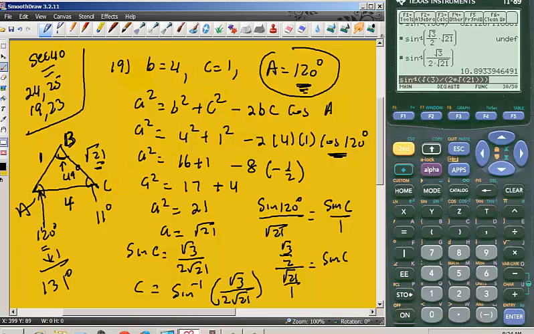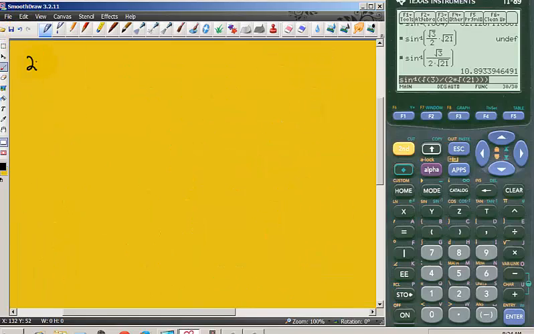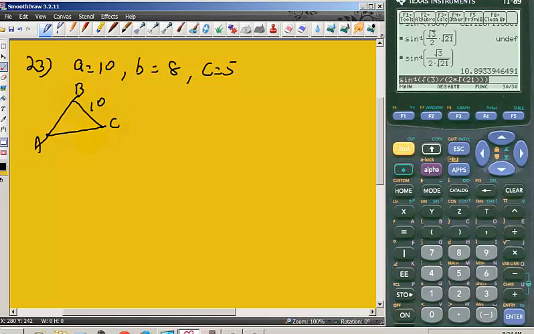Alright, 23, 24, and 25. Let's clear that out. Let's go to 23. I have A is equal to 10, B is equal to 8, and C is equal to 5. Okay, got some random triangle, not a right triangle. Call that A, B, and C: 10, 8, and 5. I just have to find the other 2 angles.